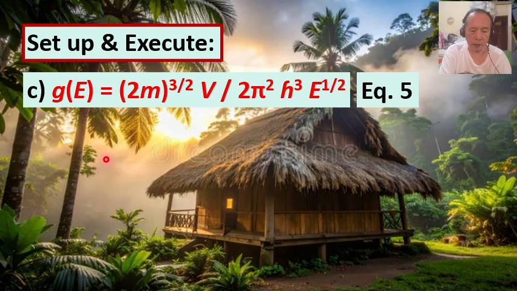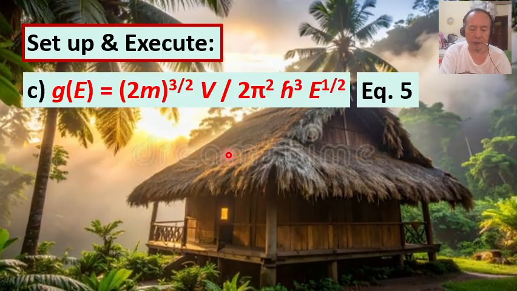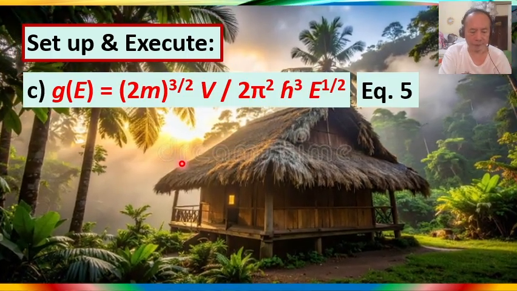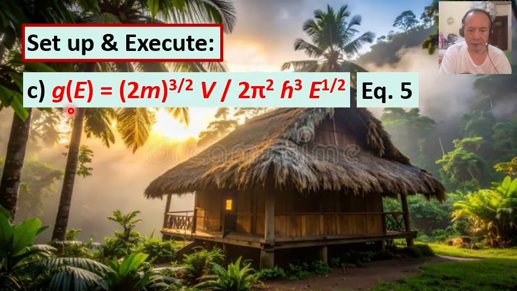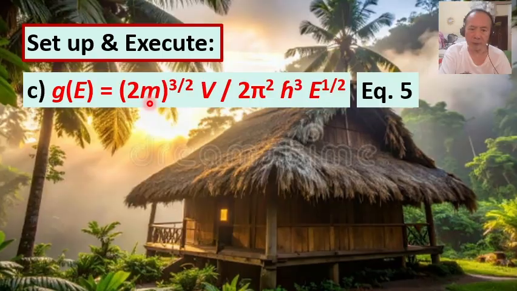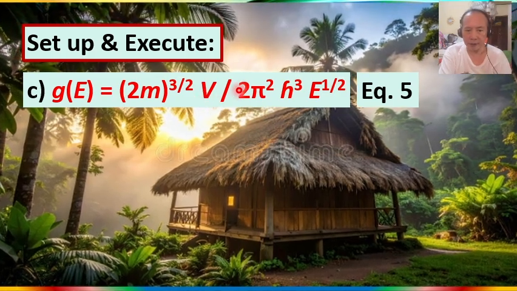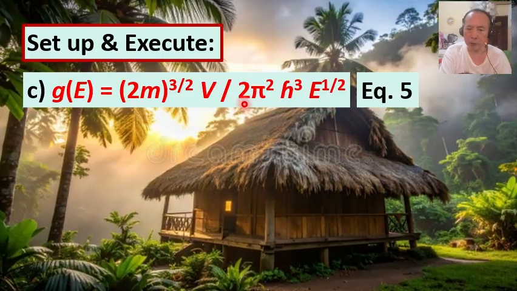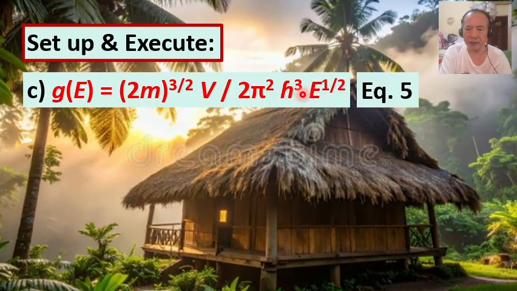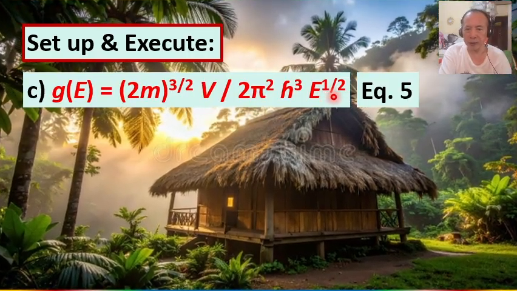In part C, we apply equation number 5 to compute the density of states, denoted here as small g, as a function of energy capital E. Okay, so the formula is g as a function of capital E equals 2 times the mass of the electron raised to the power 3 halves, and then multiplied by the given volume capital V, divided by twice the square of the pi value, multiplied by the cube of the reduced Planck's constant and multiplied by the energy capital E raised to the power 1 over 2.